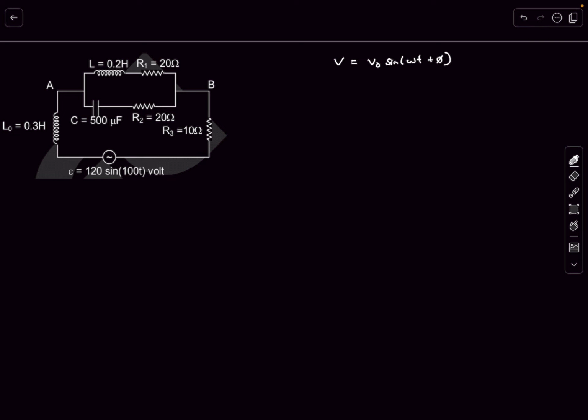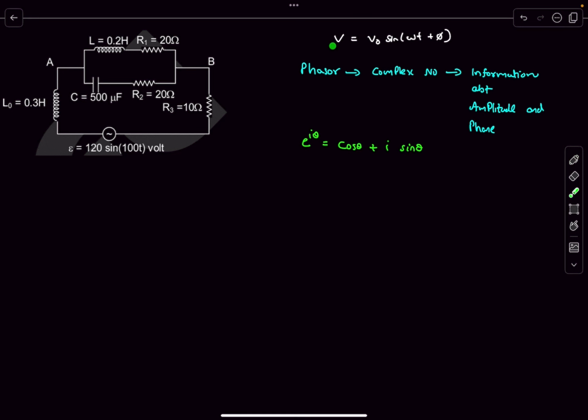So I'll explain what phasors actually are. In simple terms, a phasor is a complex number which basically contains information about the amplitude and phase of our sinusoid. So let's understand it a bit further. Here I'm going to be using the Euler identity. So e to the power iota theta is equal to cos theta plus iota sine theta. So this thing over here, V0 sine omega t plus phi. If I want to express this V in terms of complex numbers, I can write it as the imaginary part of V0 e to the power iota omega t plus phi.